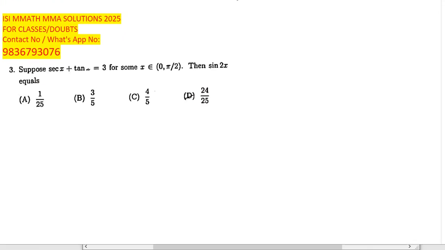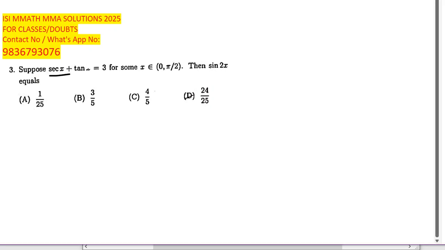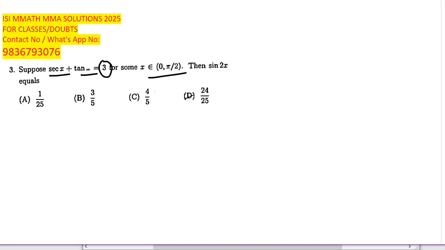So for 2025, we have taken question number 3. It is given, suppose sec x plus tan x is equal to 3 for some value, then what will be my value for sin 2x? So now let us evaluate. First we have sec x plus tan x being 3 for some value, and we are to find sin 2x. We know that sin 2x is 2 sin x cos x.